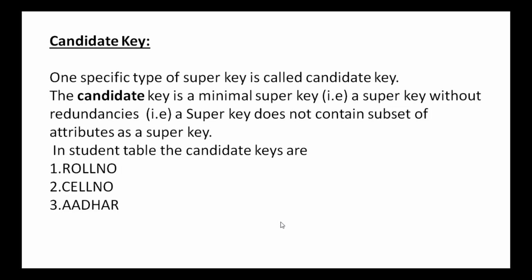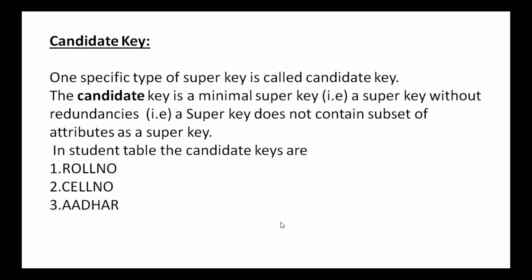Coming to candidate key. If there are many super keys in the table, one specific type of super key is called a candidate key. A candidate key is nothing but a minimal super key. That means a super key without its redundancies, that means the super key does not contain a subset of attributes that is itself a super key.